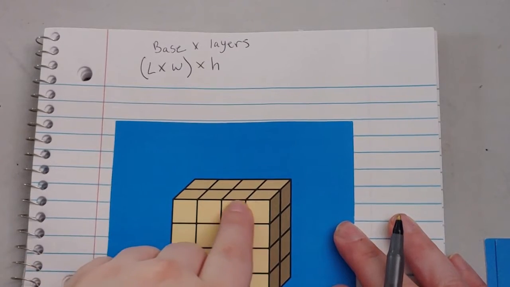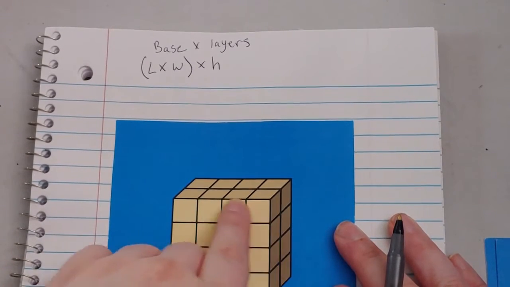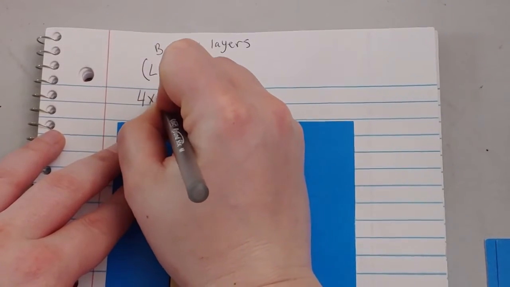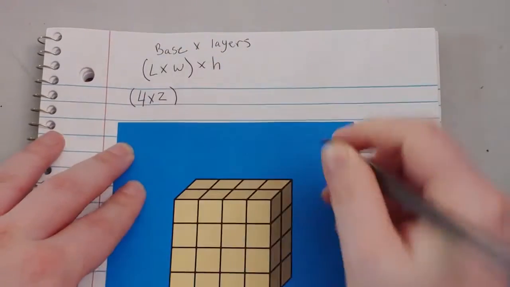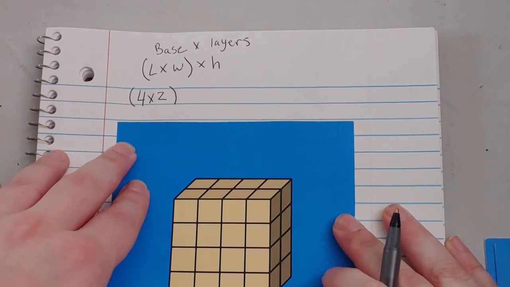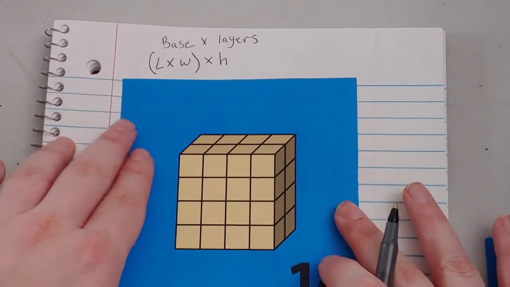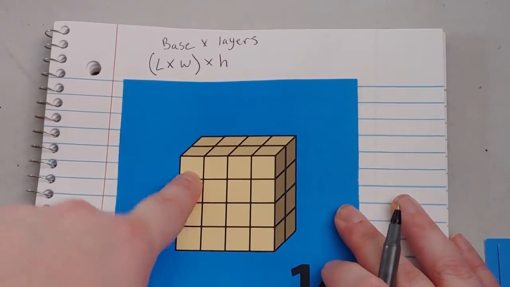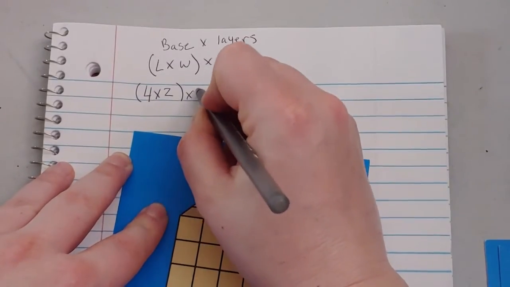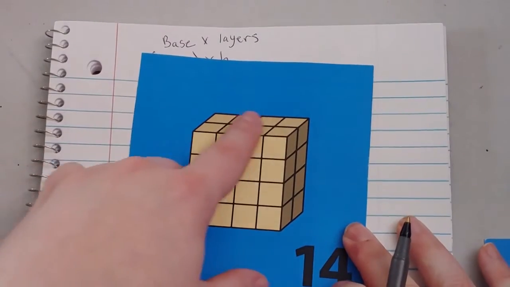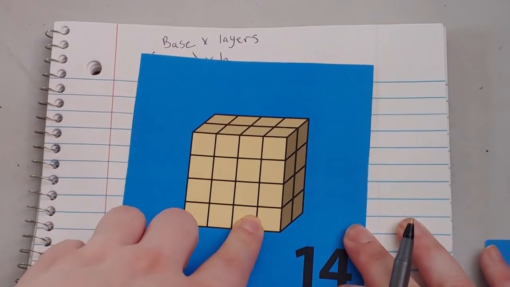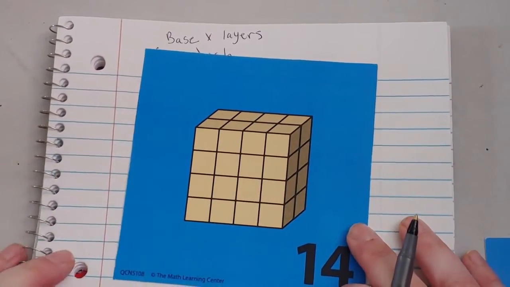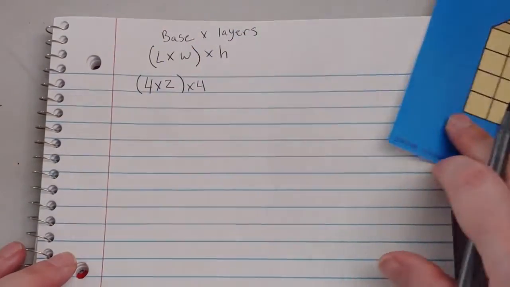So, this is a 4 by 2, 4 by 2. Yes, the parentheses matter, and your journal should be looking like mine. So, how many layers? How tall for that? 1, 2, 3, 4 by 4. So this is a 4 by 2 by 4. So now let's solve it, because I don't want to count all these blocks. There's a much more efficient way to figure out how many blocks is in this figure.